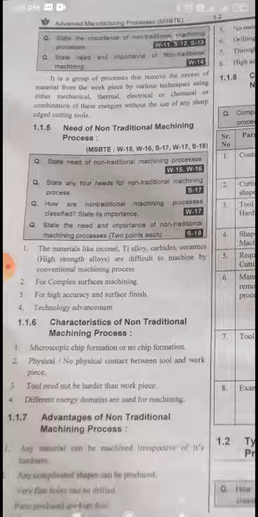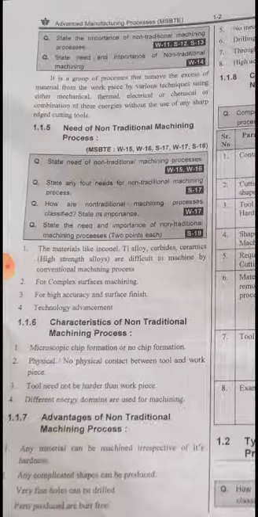Then technology advancement. Since there are too many upcoming technologies, we have to use them to save our money, time and manpower. So we are taking advantage of this technology and making new non-traditional machining processes.